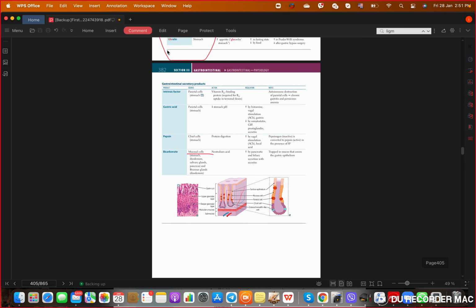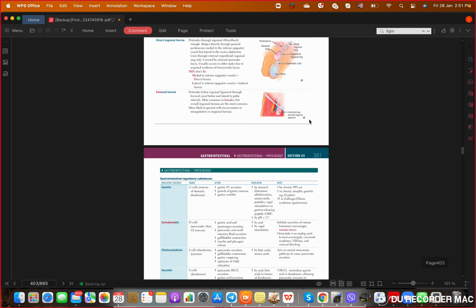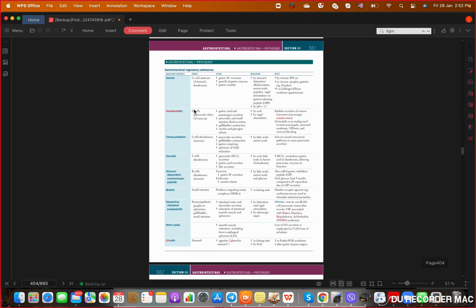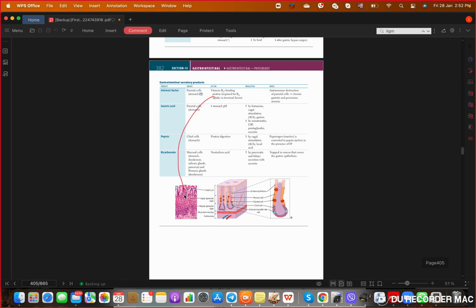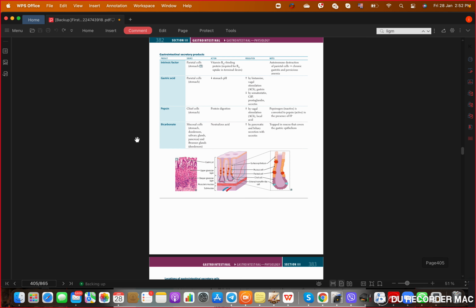Okay. Intrinsic factor, exocrine. Gastric acid, exocrine. Pepsin, exocrine. Bicarbonate, exocrine. All of these, endocrine. Okay. So this page is all exocrine, though? Yeah, this is endo, to the blood. This is exo, to the lumen. These must be mucosa. These must be submucosa. Okay, doc. Okay. Got it.